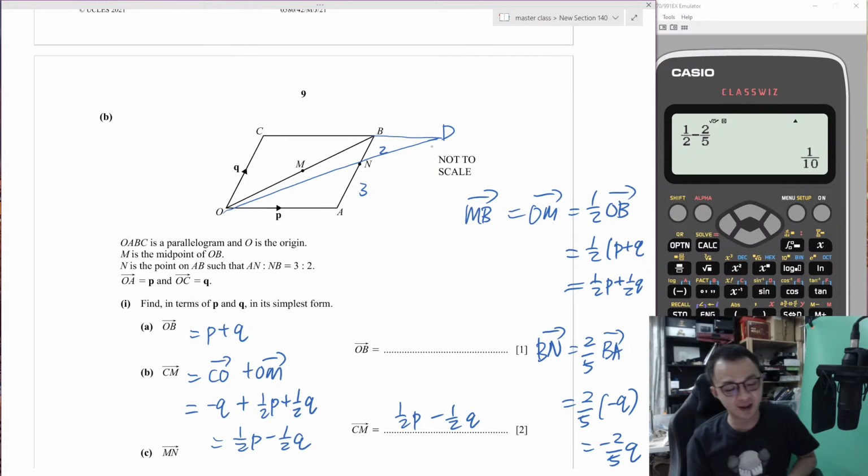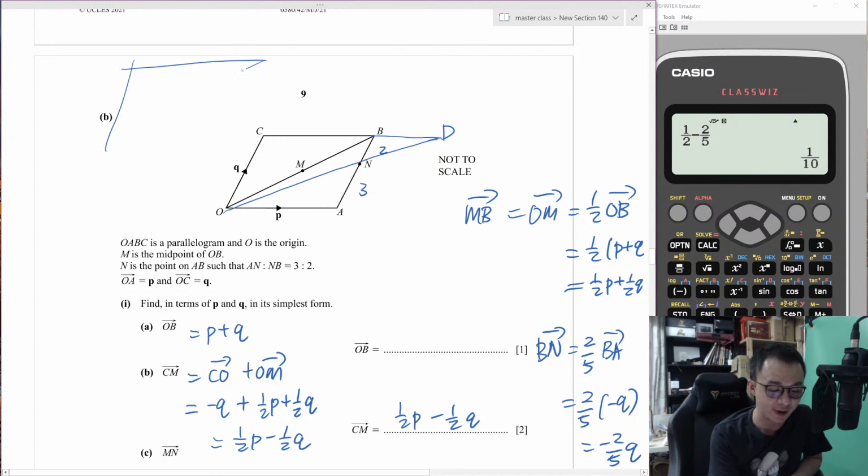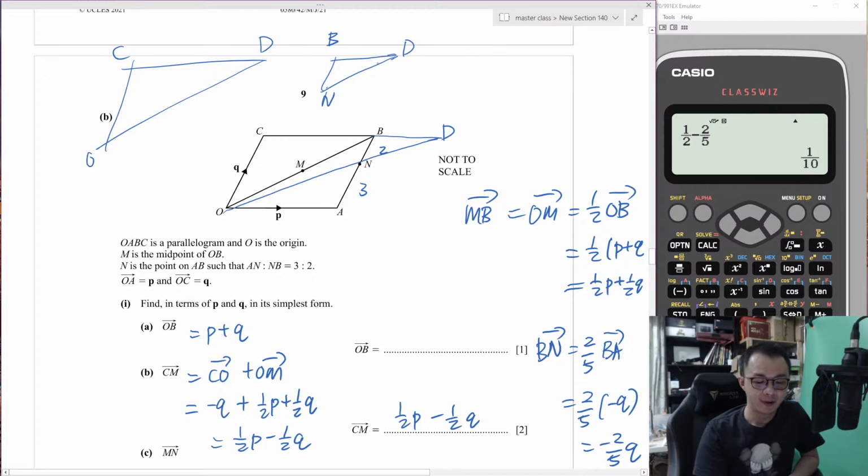You can do similar triangles if you can see. If you cannot see, I can just draw it out to show you. This is OCD, and then this is NBD. Since here is Q and here is 2 over 5Q, and this is unknown, I just call it the vector X here. And C to B is P, isn't it? This is P. So here is P plus X.